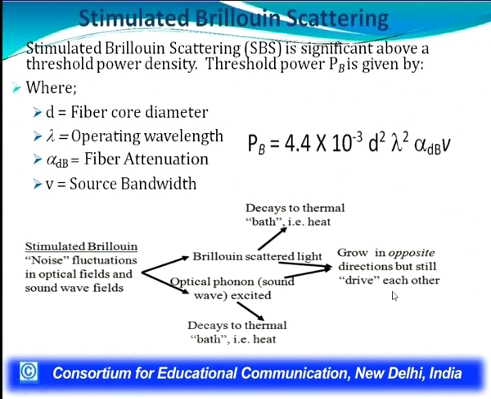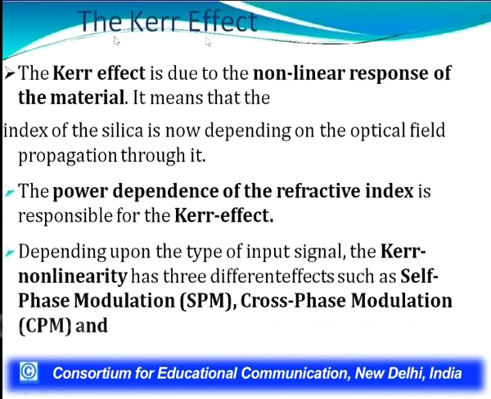And similarly here we have stimulated Brillouin noise fluctuation in the optical fiber and the sound wave field, where Brillouin scattering takes place with the optical phonon. Then this decays to the thermal bath, that is the heat, again decays to the thermal bath, that is the heat, and grows in the opposite direction but still drives each other. Next is the Kerr effect.